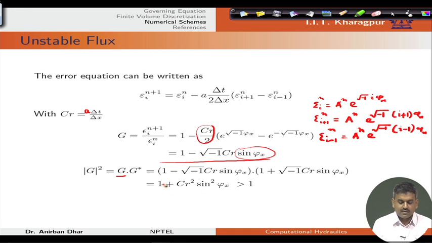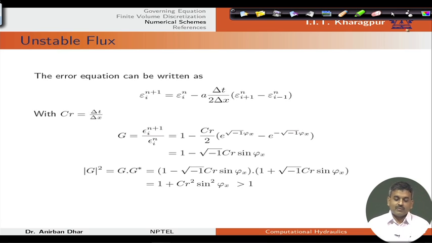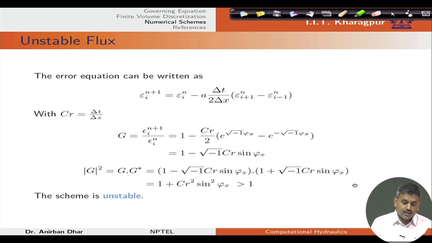So, always 1 plus CR square sin square phi x. In this case, it is clear that it is 1 plus some quantity. CR is always positive because the square term is there, and sin square is again positive. So, 1 plus some positive term will always be greater than 1. So, this scheme is an unstable scheme. So, this approximation or first-hand approximation is not appropriate. This is an unstable scheme.